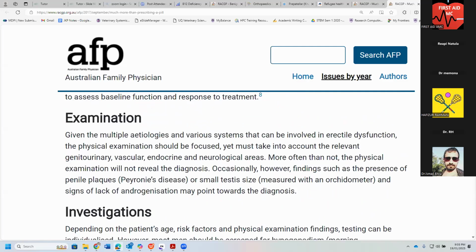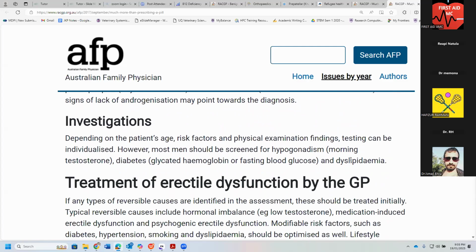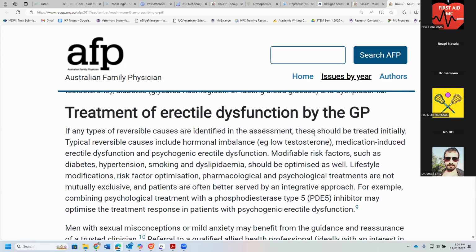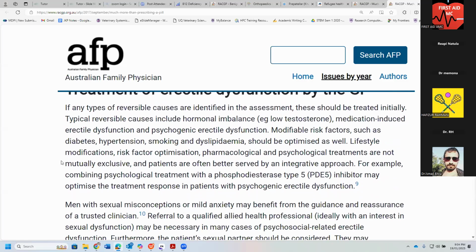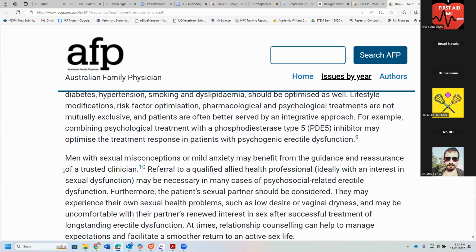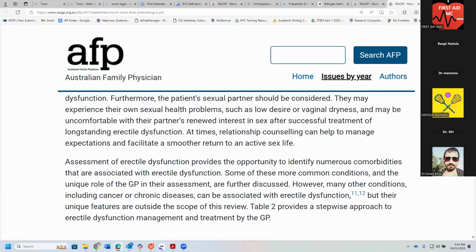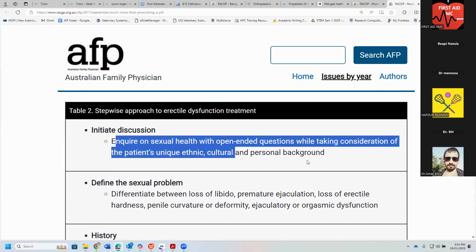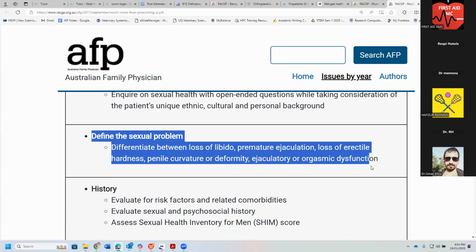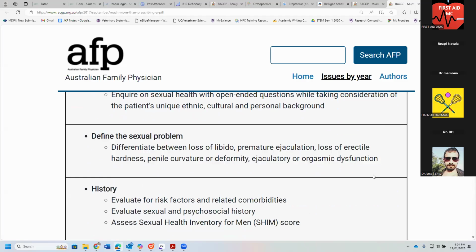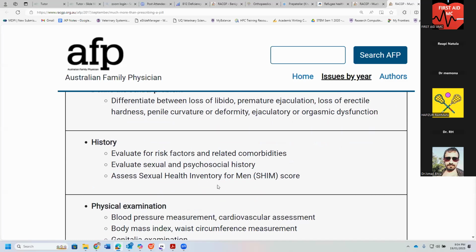History, examination, investigation would be dependent. Treatment: lifestyle factors such as diabetes, hypertension, smoking, dyslipidemia should be optimized. And then you can go towards the pharmacological and psychological treatment. What else? Initial discussion is very important, to know what their information about erectile dysfunction is and what they think erectile dysfunction is.